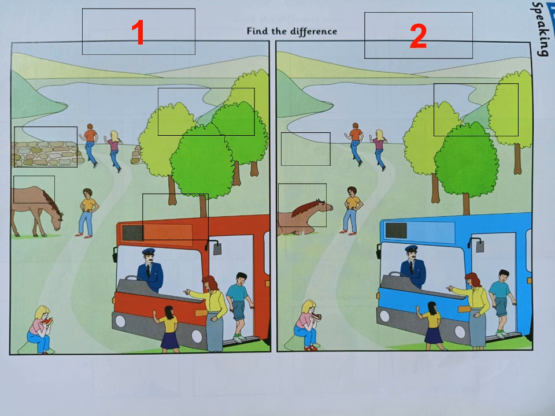In the picture number 1, the bird is red, but in the picture number 2, the bird is blue. In the picture number 1, the girl is eating watermelon, but in the picture 2, the girl is eating cake.